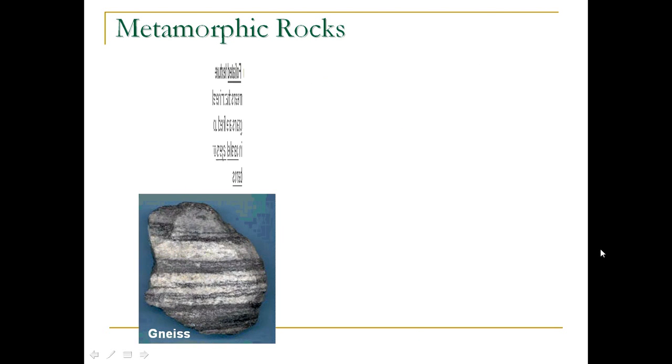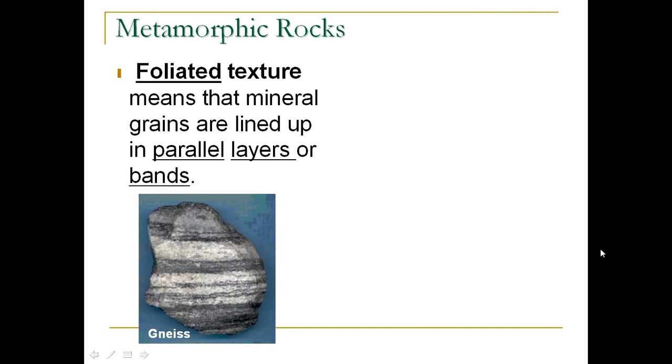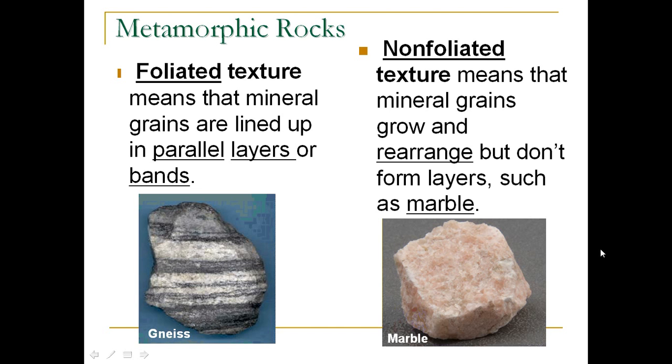Now we're going to talk about some textures. Foliated texture means that mineral grains are lined up in parallel layers or bands. So with gneiss, you can see those lines or bands that are forming in the mineral. That means the texture of the mineral is foliated, with parallel lines or bands going around it. Non-foliated, non means not, so not foliated texture means that the mineral grains grow and rearrange, but they don't form layers, like the example of marble.